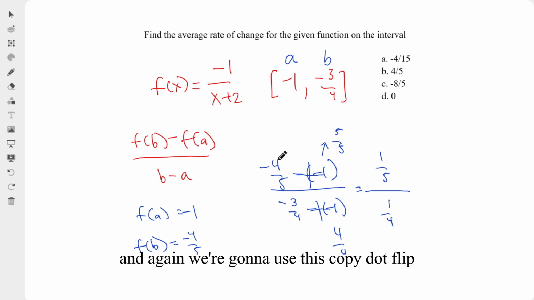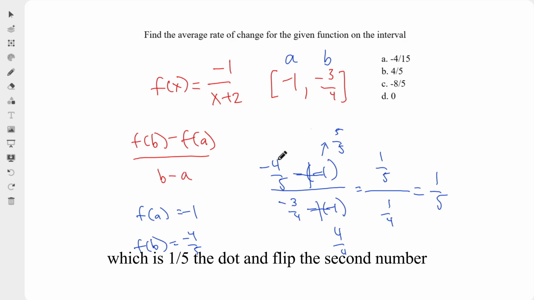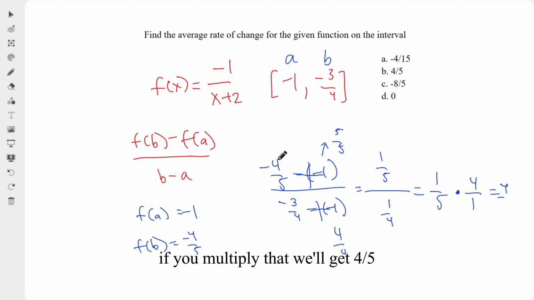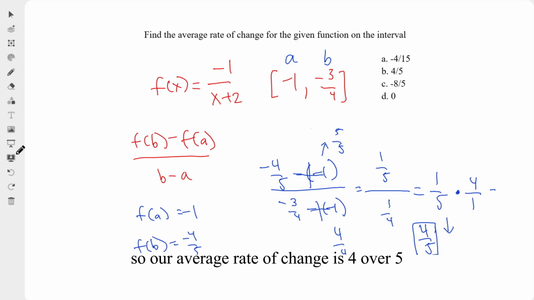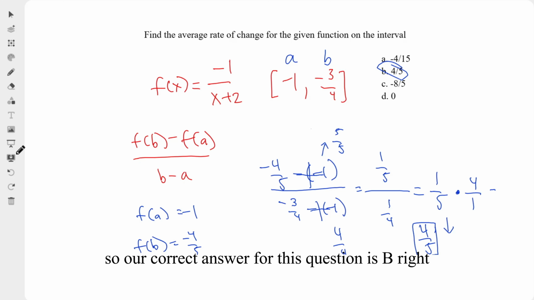And again, we're going to use this copy dot flip. So we're going to copy this first number, which is 1/5, dot, and flip the second number. If we multiply that, we'll get 4/5. So let me go ahead and rewrite that. 4 over 5. So our average rate of change is 4 over 5, and that corresponds to B. So our correct answer for this question is B.